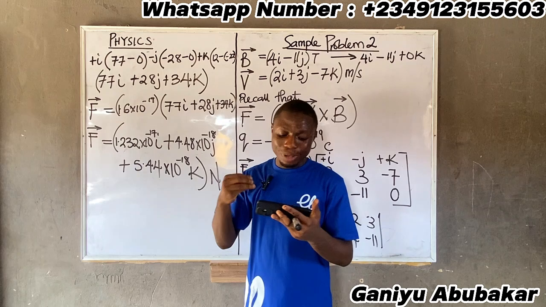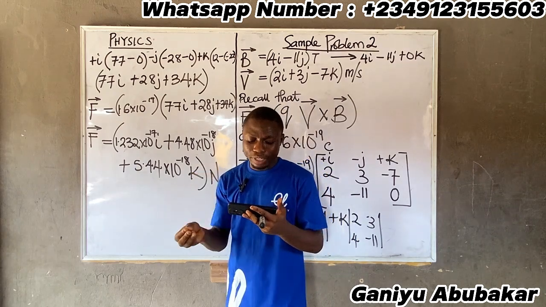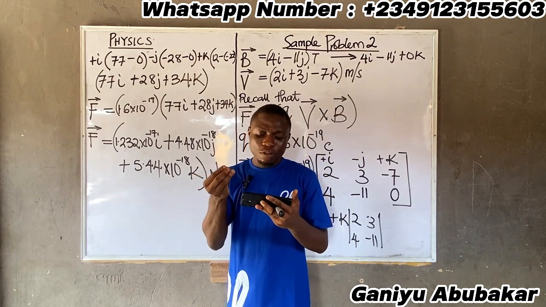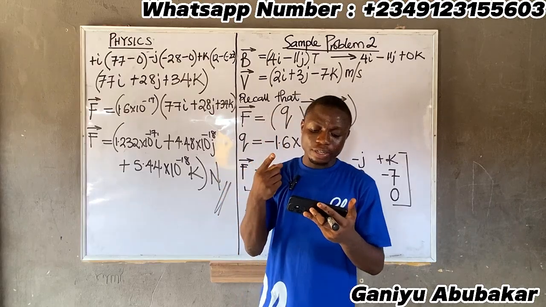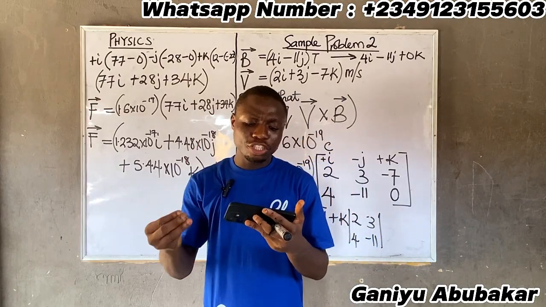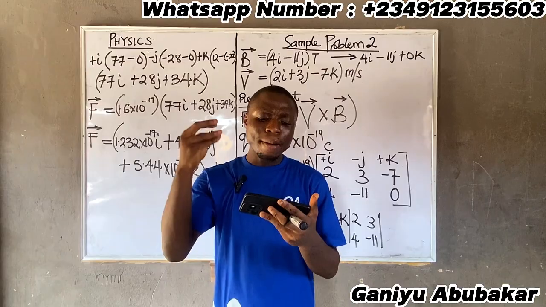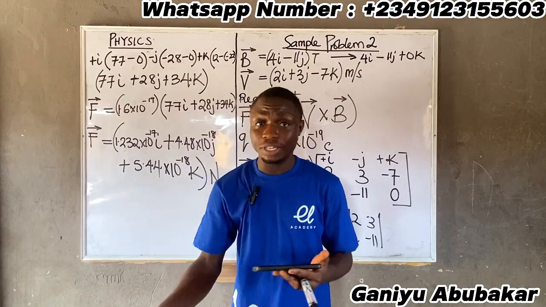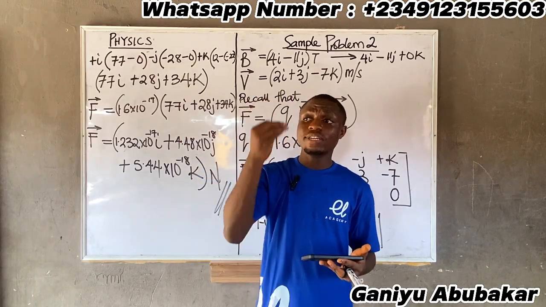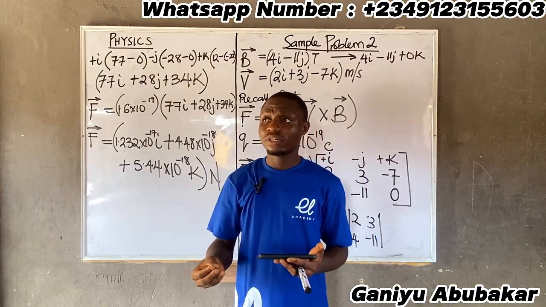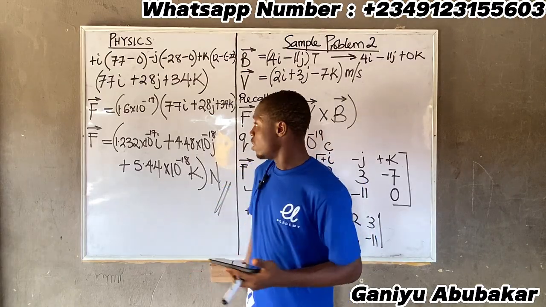So you'll be asked to find B. It says, what are the magnitude and direction of the magnetic field, and that's B. So you're asked to find the value of B. That's how it works.